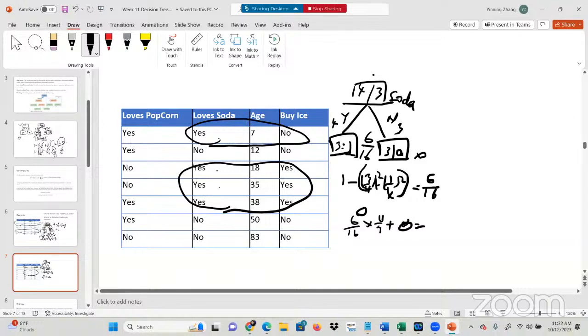And then you multiply by the ratio of the branches. This branch is 4 and the other branch is 3, so this ratio is 4 divided by 7. You multiply this ratio by this impurity. So the final Gini impurity result for this one is 6/16 times 4/7.